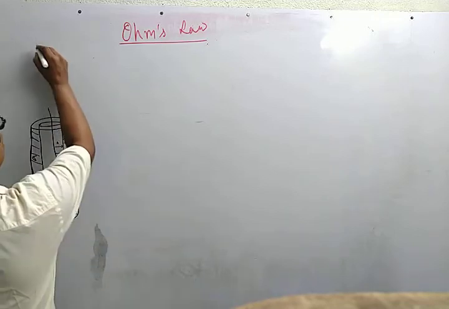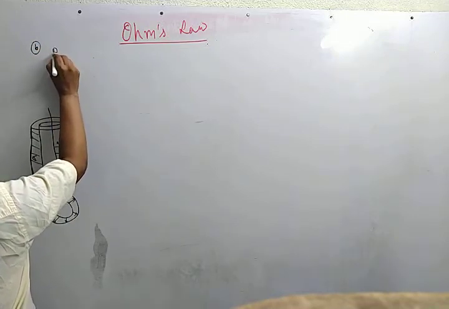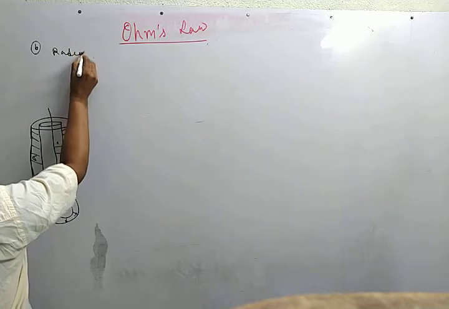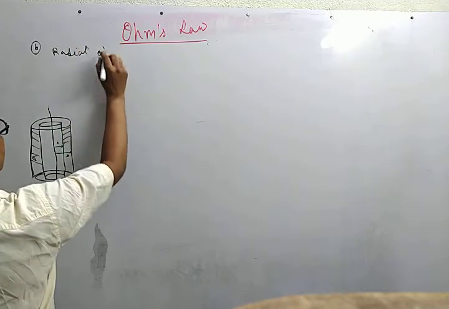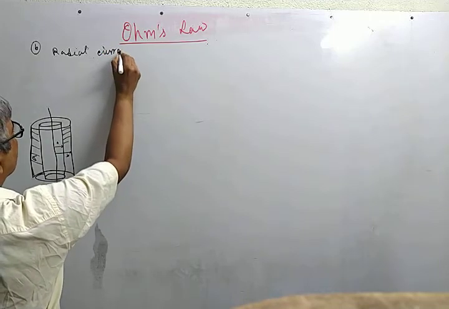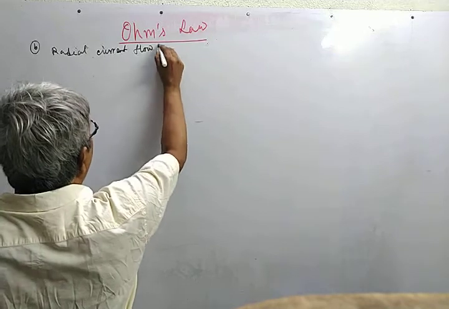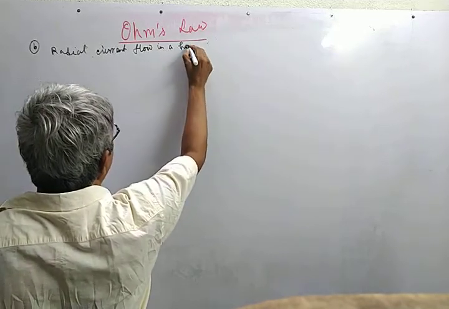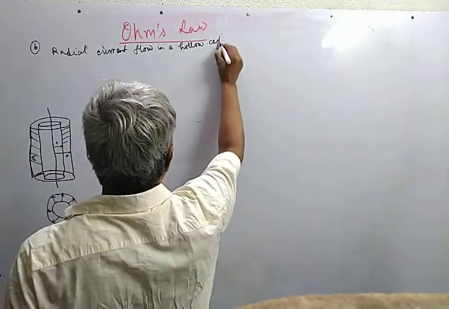So the second example is radial current flow in a hollow cylindrical conductor.